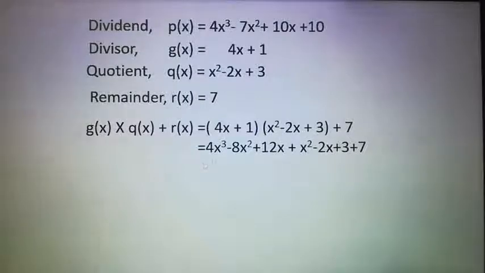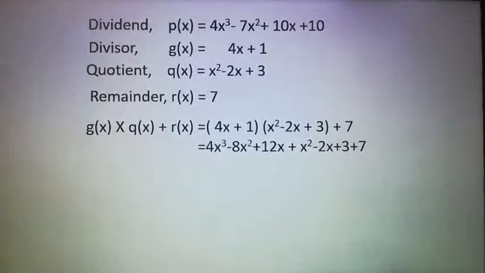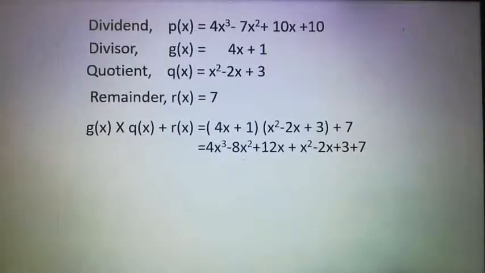Now to simplify this one, there are like terms. So simplify the like terms and write it as 4x cube, there is only one term. Then minus 8x square plus x square is minus 7x square. Then 12x minus 2x is 10x, plus 3 plus 7 is 10. So this is the answer.